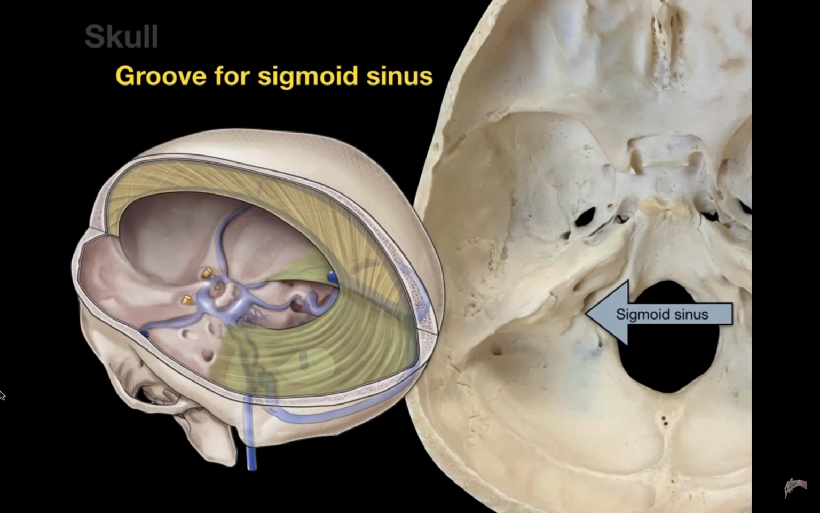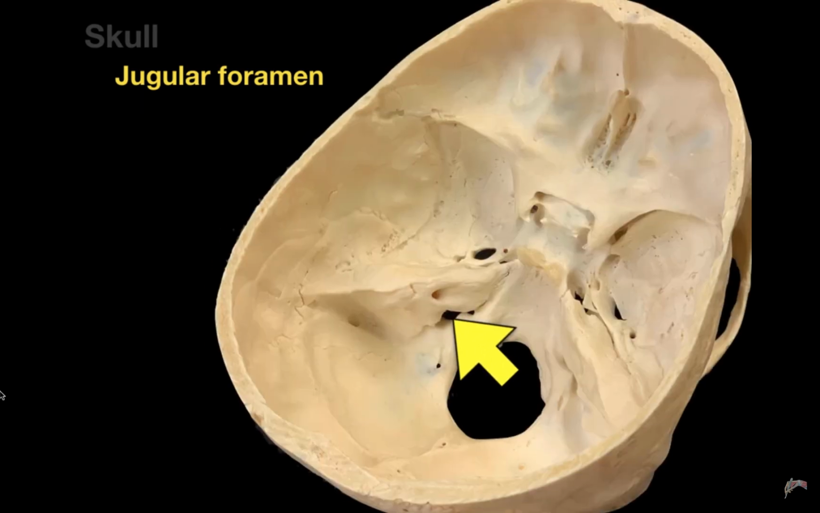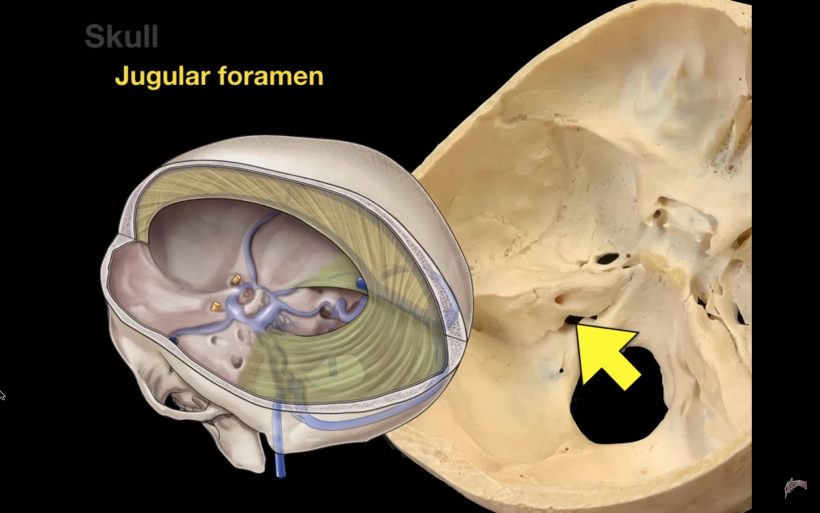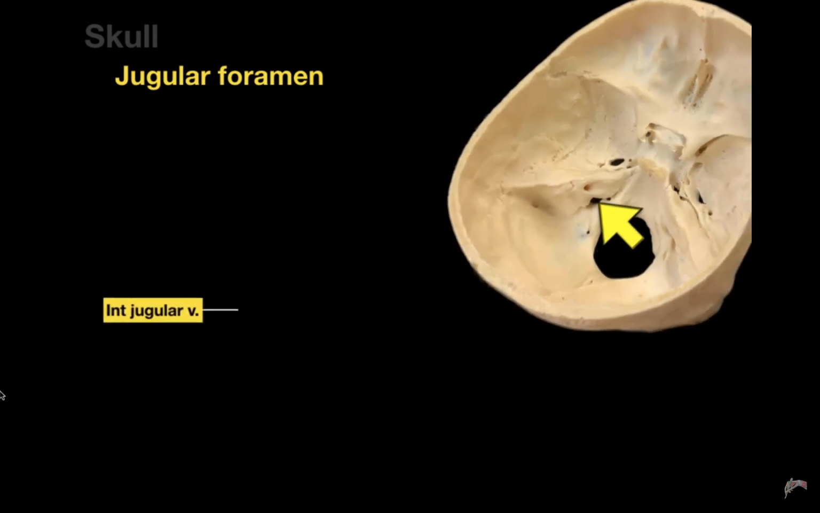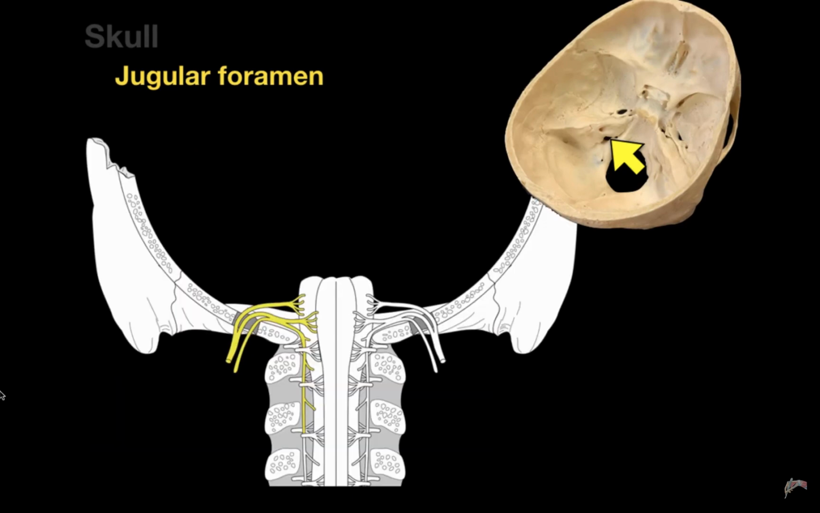Now the groove for the sigmoid sinus is located right there. Here we have a posterior superior view, and that in blue is the sigmoid sinus, the dural venous sinus that goes through the jugular foramen. There is the jugular foramen here, and jugular means neck or throat. Now why do we have this? Well, the sigmoid sinus then becomes the internal jugular vein that courses all the way down the neck, hence why the vein in the neck, the jugular vein, goes through the jugular foramen.